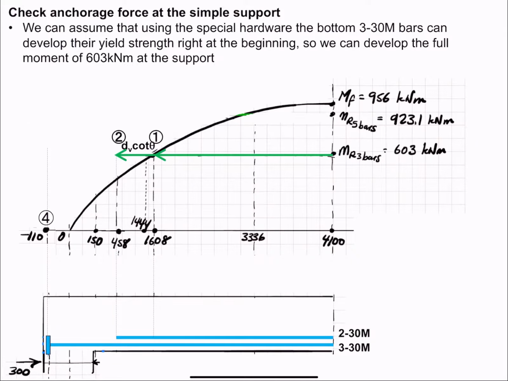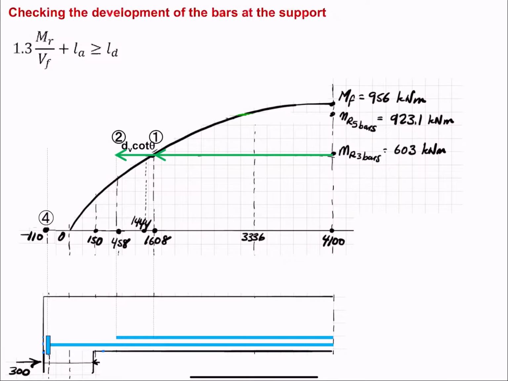We assume that using the special hardware, the bottom 330 bars can develop their yield strength right at the beginning. So we can develop the full moment of 603 kilonewton meters right at that location. Remember that if we have normal bars, it will take us a little bit to develop the bar.